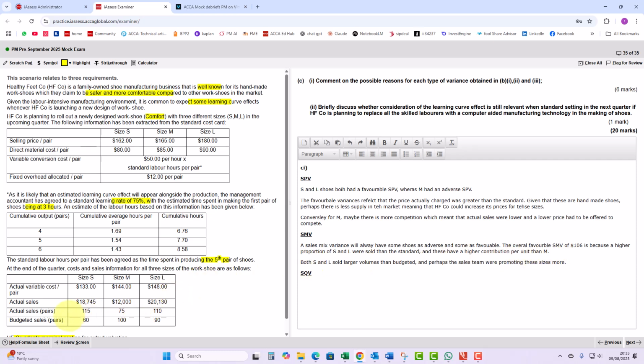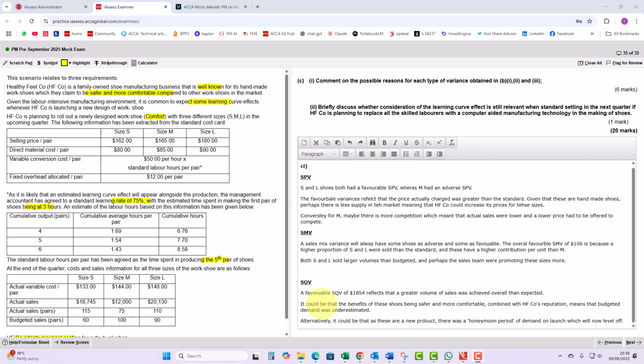But likewise, down here I can see that S and L were sold at much higher levels than budgeted. Both S and L sold larger volumes than budgeted, and perhaps the sales team were promoting these sizes more. And sales quantity variance, a favourable sales quantity variance of 1854 reflects that a greater volume of sales was achieved overall than expected. It could be that the benefits of these shoes being safer and more comfortable combined with HFCO's reputation means that budgeted demand was underestimated.